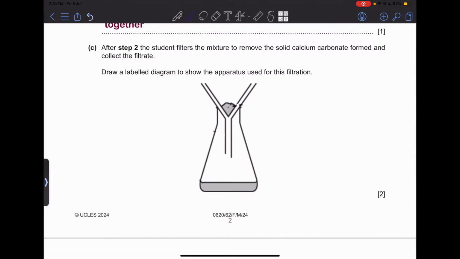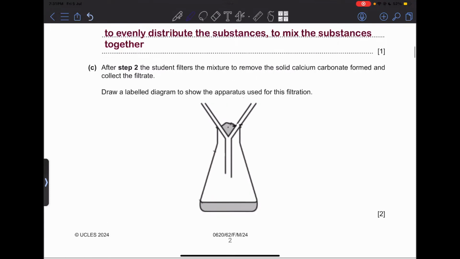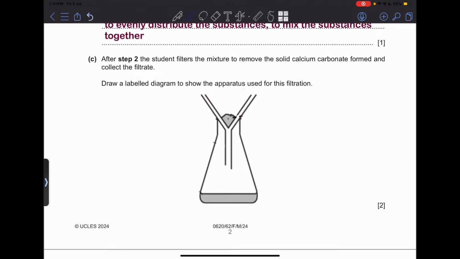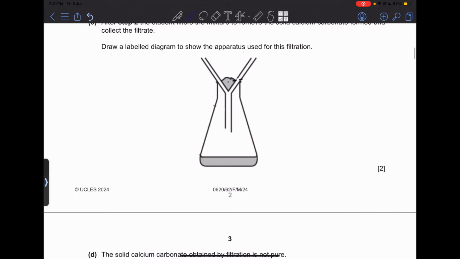C says after step 2, the student filters the mixture to remove the solid calcium carbonate formed and collect the filtrate. Draw a labeled diagram to show the apparatus used for the filtration. So first of all, you have to draw a conical flask like this one, and you have to draw a filter funnel, and you have to make sure that you also draw a filter paper inside. You have to show the solid inside, the solid calcium carbonate inside over here. So you have to also draw that there is filtrate over here. This is the filtrate.